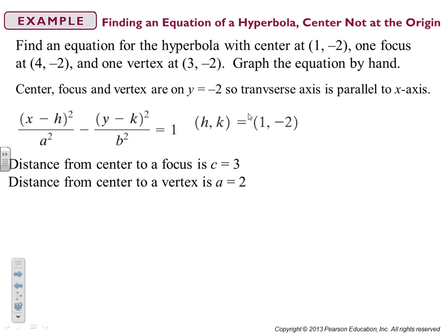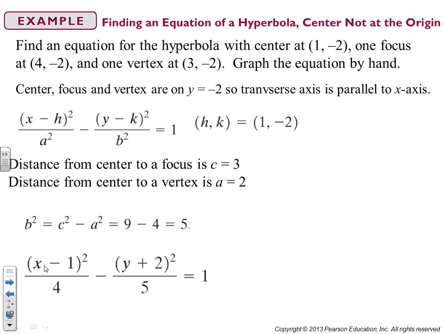The distance from 1, negative 2 to the focus, which is at 4, negative 2, is 3, because the difference between 1 and 4 is 3. And the distance from the center to the vertex, so the center's here, vertex here, distance from 1 to 3 is 2. So we know c is 3 and a is 2. b squared is equal to c squared minus a squared. That's 9 minus 4. Oh, doggone it, b squared again is 5.